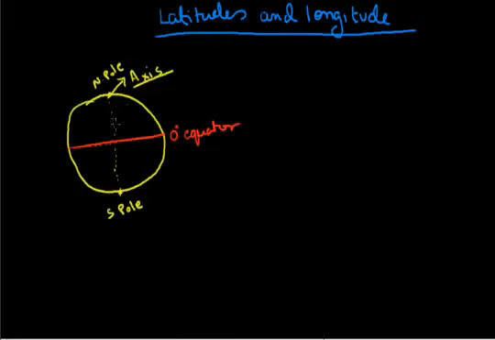Now from this equator, what is this angle? From here to here, obviously this angle is 90 degrees. So it is 90 degrees. We consider the equator to be latitude 0 degrees. All these lines are imaginary lines.